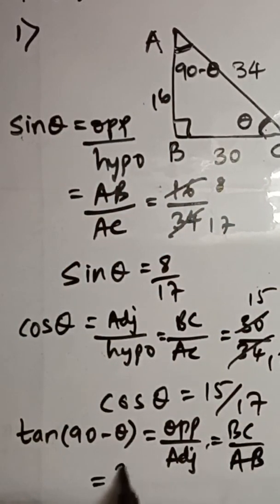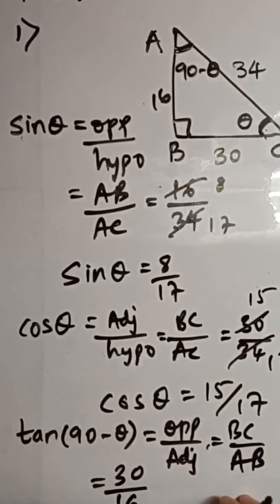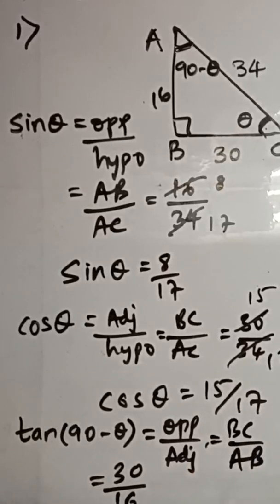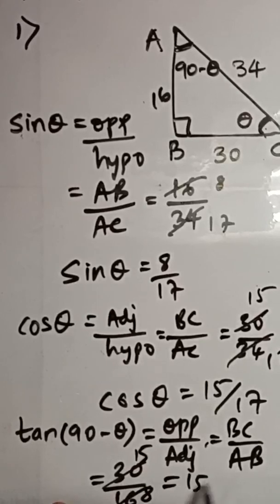What is the value of BC? 30. AB is 16. Okay, so 16 upon 30, just cancel it. You will get 8 upon 15. So your answer will be 8 upon 15 for tan 90 minus theta. Copy it.